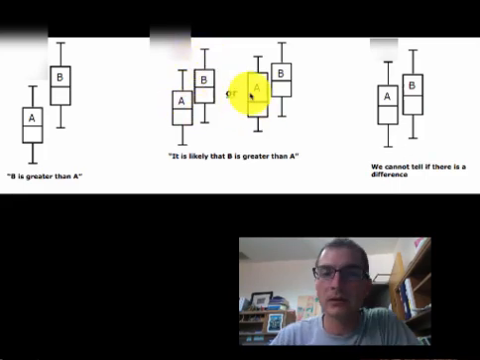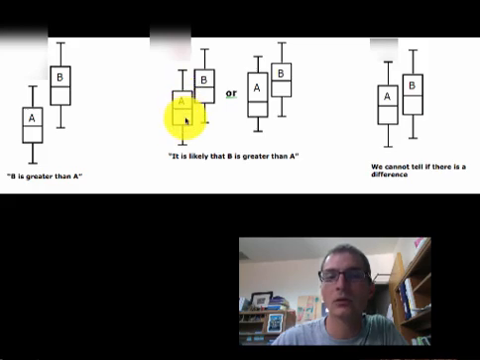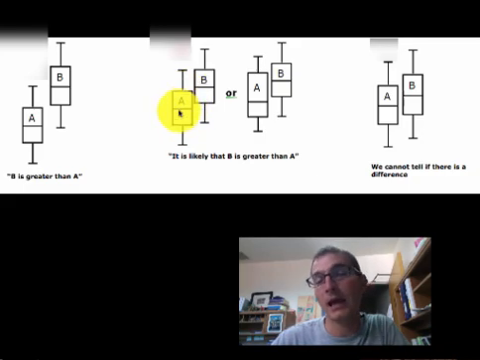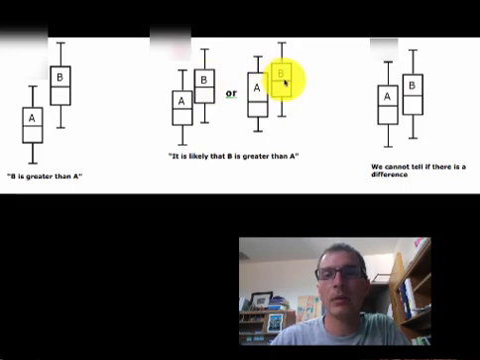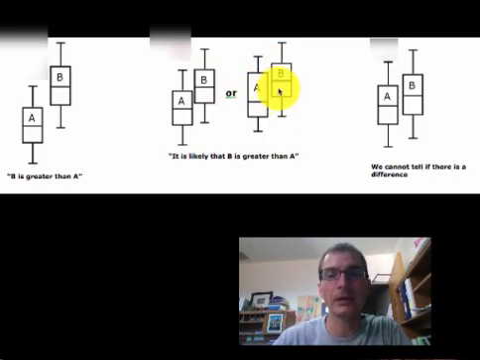Now, let's just compare to this one. Again, we have 75% of B above 50% of A, but you'll notice A has a larger spread. And you might note that, right? Here, A is more tightly clustered, right? This interquartile range is smaller. That means this A group is more consistent for some reason. But still, in comparing B and A, it is likely that B is greater than A.